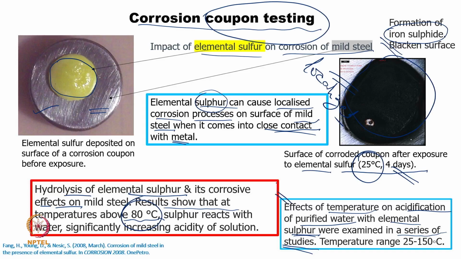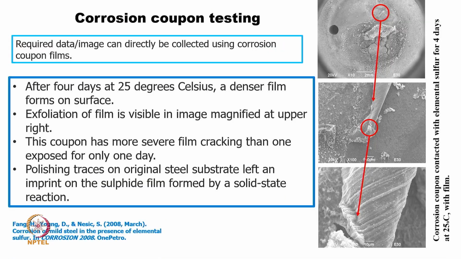In this kind of test, this study has been done by Fang et al., and the publication is from 2008. They kept the temperature range between 25 degrees centigrade and 150 degrees centigrade. Results have been presented in the reference which has been listed over here. Now, if I summarize the final results of their work, one good thing about the coupon is that whatever data or images we really require can come directly from the corrosion coupons, and then also with time.